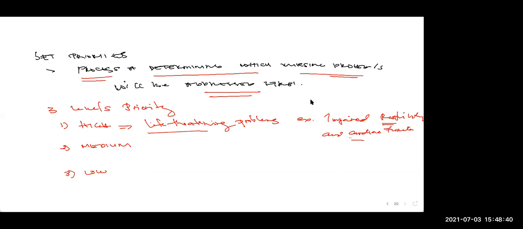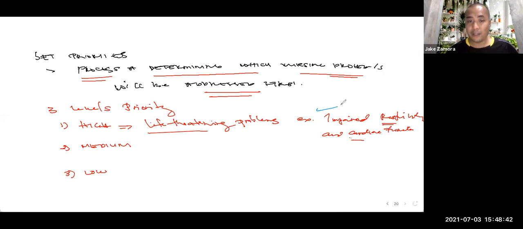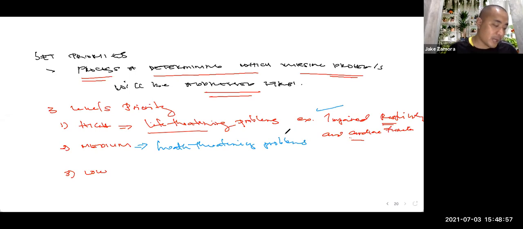Yes. So these are considered as your life-threatening. Okay, now, pag sinabi nating medium, ano naman yung medium? These are health threatening. Hindi siya life threatening, these are health threatening problems, such as acute illness and decreased coping abilities. For example, cancer, acute illness, and decreased coping abilities. Okay? And then we also have the low.